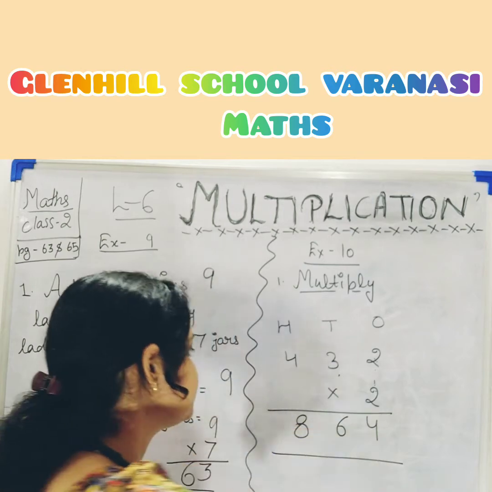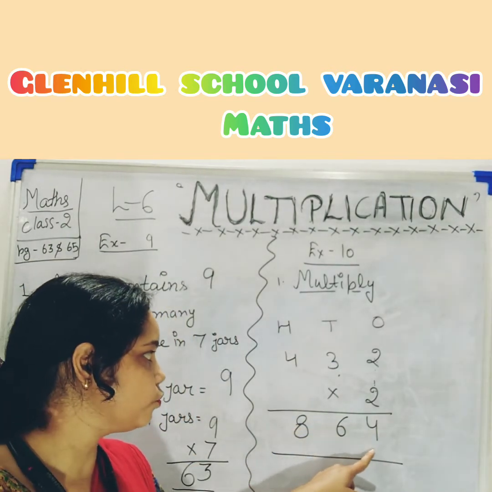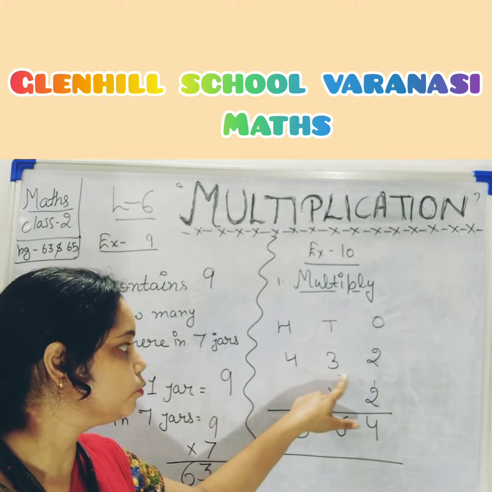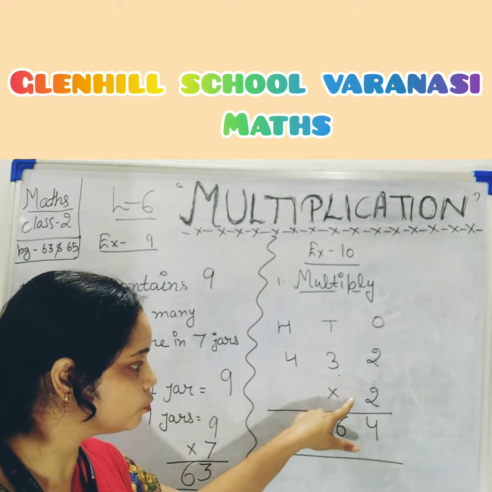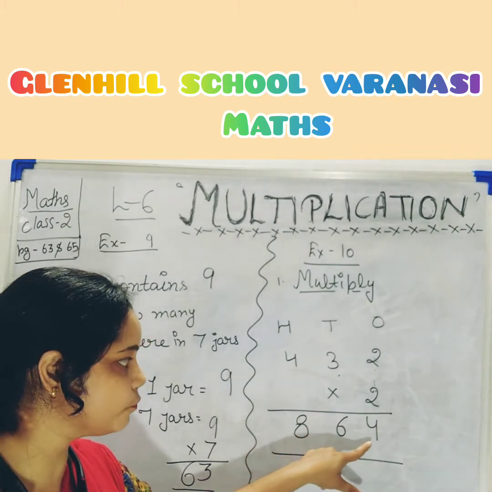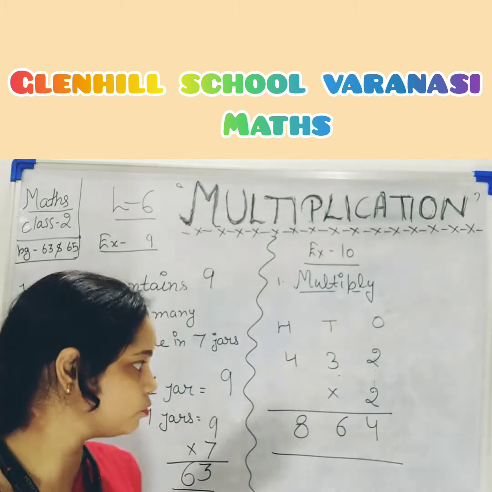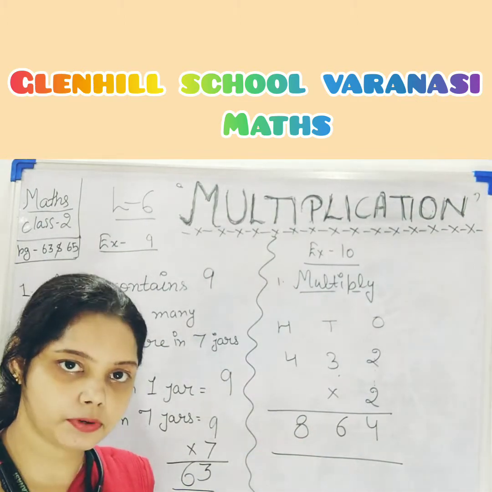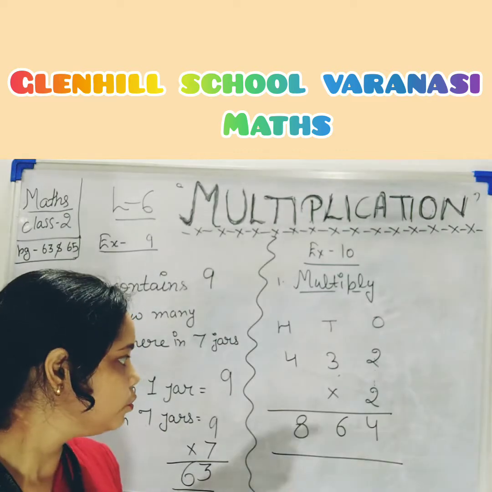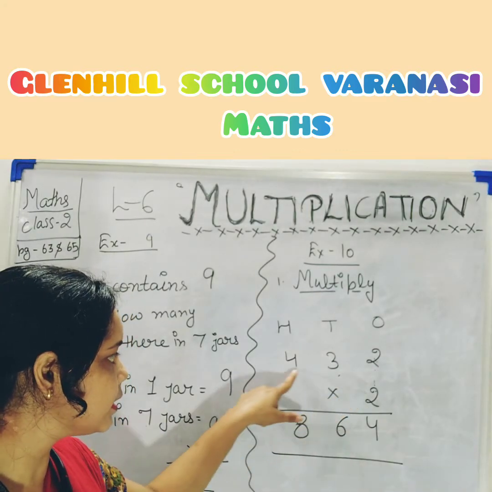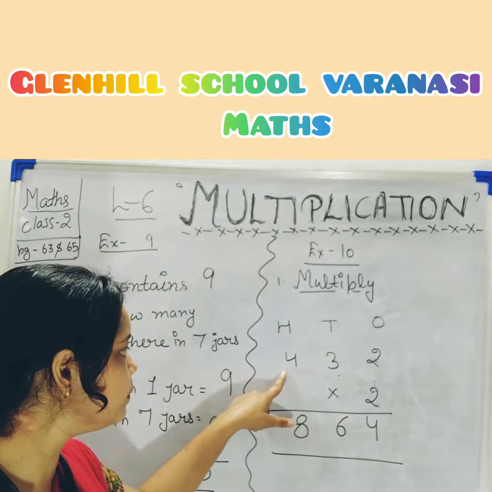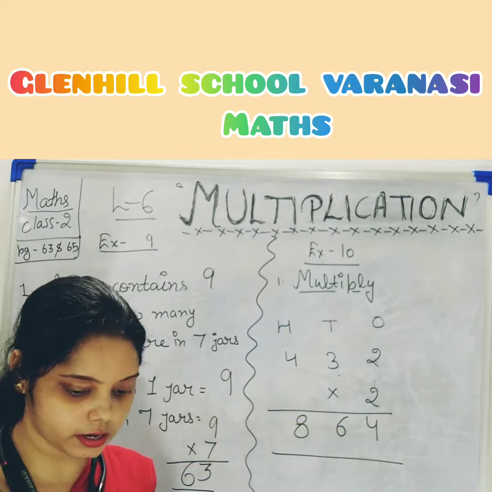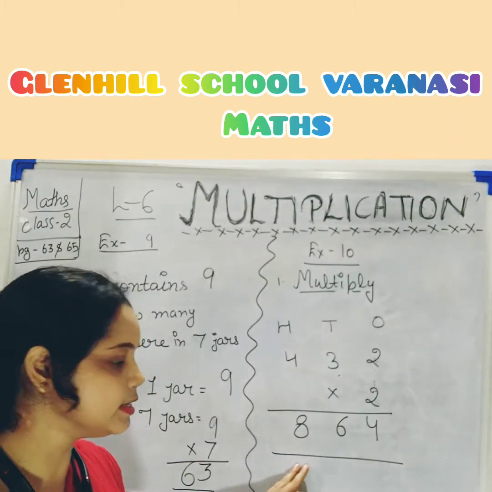The answer is 864 when we multiply 432 with the number 2. The answer is 864. There is no carry, so the solution of this question is very simple. There is no extra effort. You can easily solve it. The only concerning part is that you have to multiply the hundreds place also. So I hope you can easily understand this question.